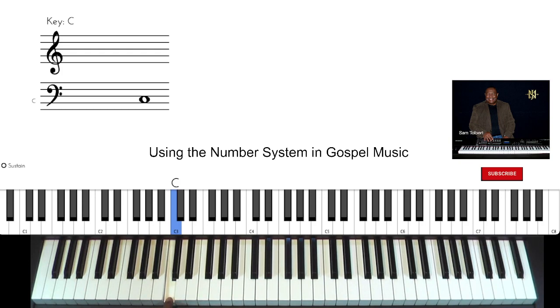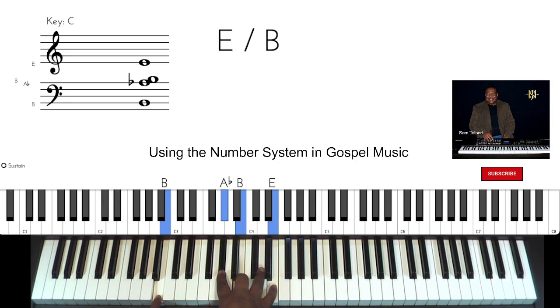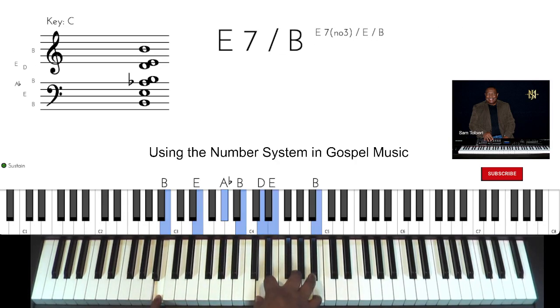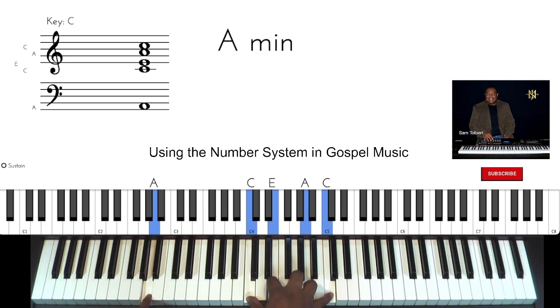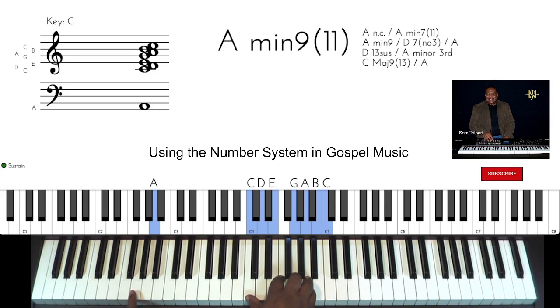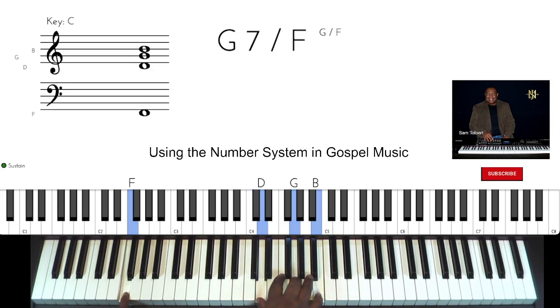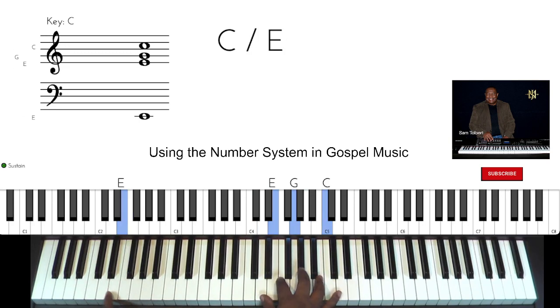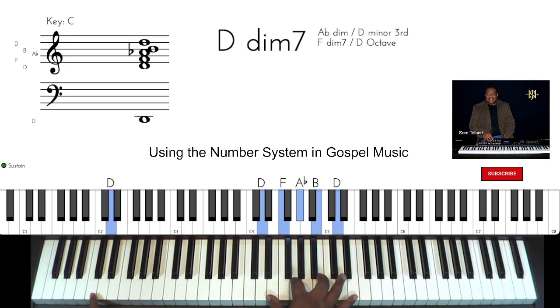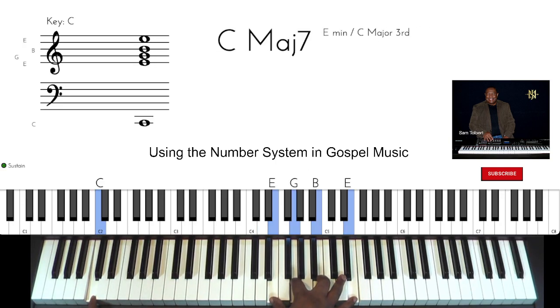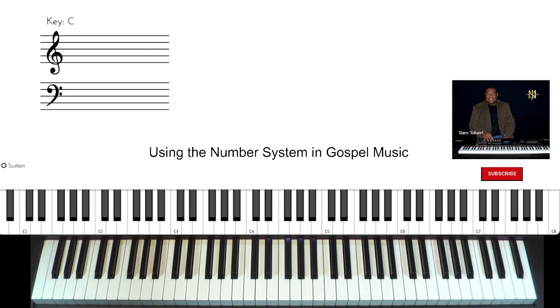Now, if that note changes down in the key of C down to the 7th note, now it's the 7th note. 6, 5, 4, 3, 2, 1. So I'm going to use this in my approach as to looking at the number system as it's been used in all the songs I've learned in gospel music.